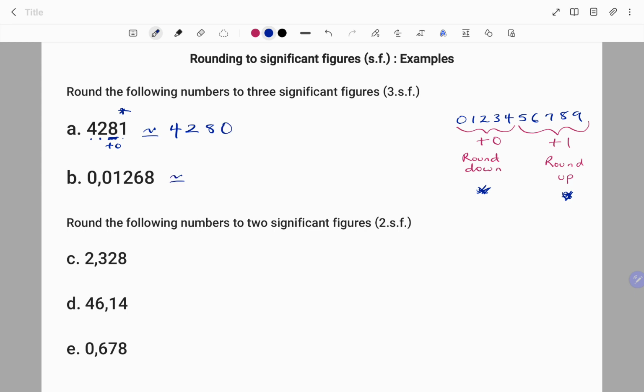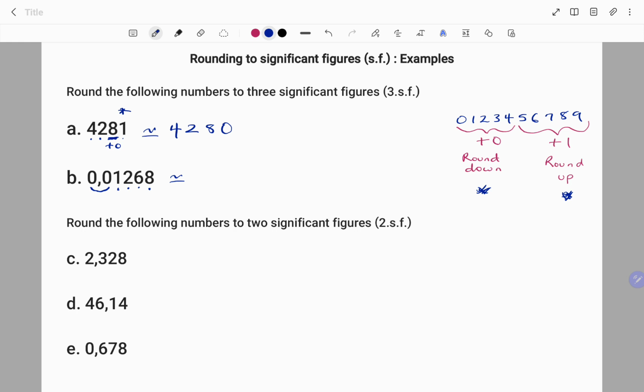In the second example, I have 0.01268. Like I said, if you want to start counting your significant figures, you start from the first non-zero number, which in this case is 1. The second is 2, the third is 6, and the fourth is 8. The first two zero digits do not count.